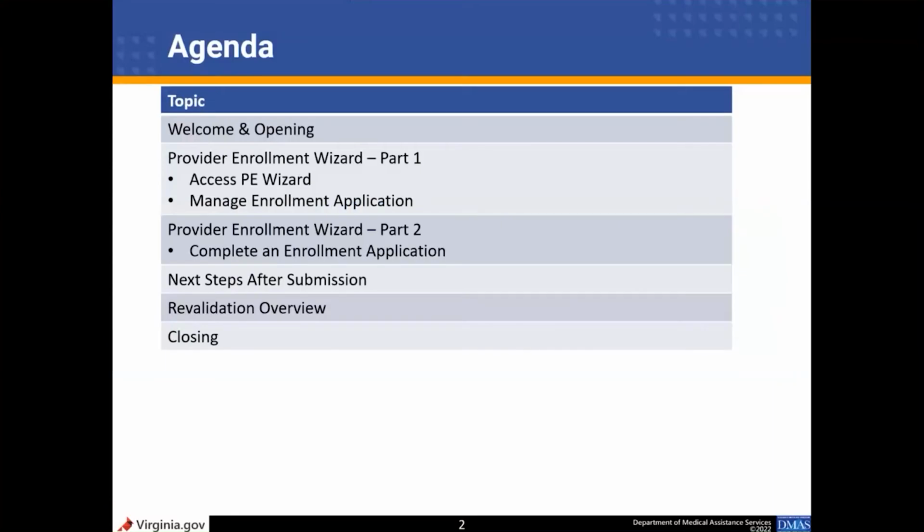Our agenda topics today: we have a welcome and opening, so we have a few more slides to cover that. And we'll jump into Provider Enrollment Wizard Part 1, where we'll access the PE Wizard. We'll go over managing an enrollment application, and then we'll jump into Part 2 of our Provider Enrollment Wizard session, where we'll complete an enrollment application. We'll go over the next steps after submission. We'll do a revalidation overview, and we will wrap everything up.